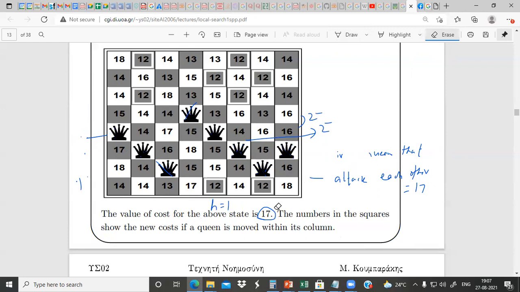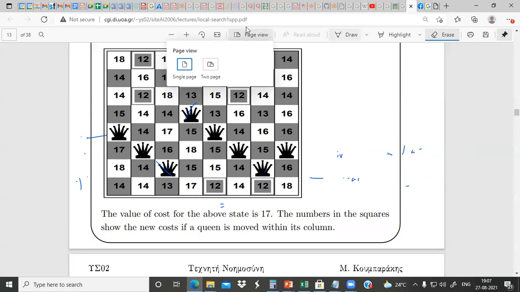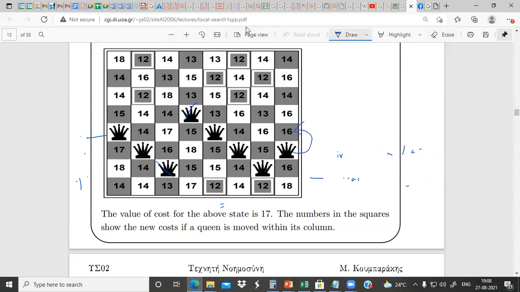Fine. So now what do these numbers represent? From this current position, if you move this queen here, then the H value will become 16. That is what the 16 says. If you move this queen here, then the H value becomes 16. Again it will be 16. If you move this queen here, then it will be 18. If you move this queen here, then it will be 14, so on and so forth.